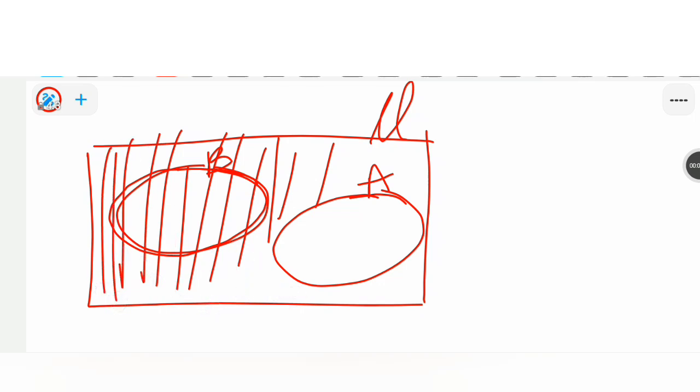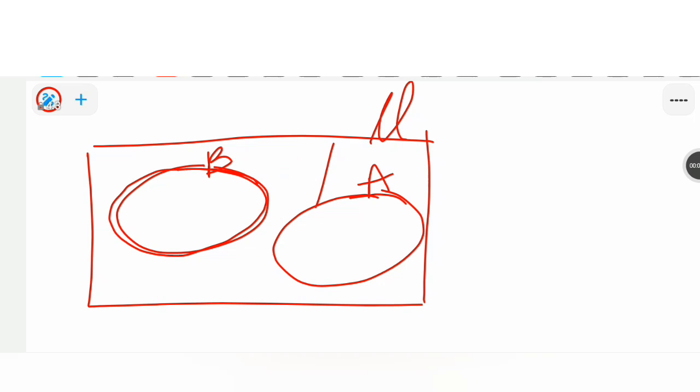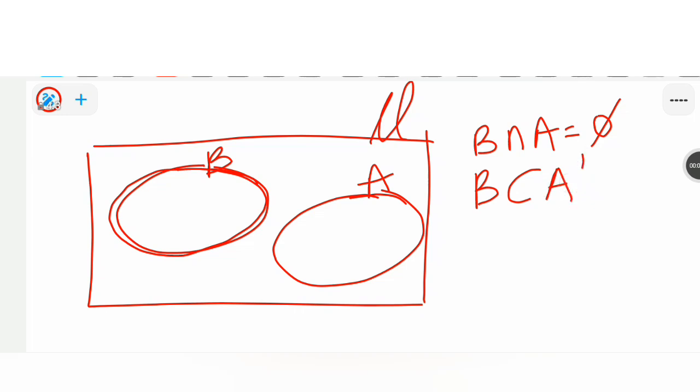Now you can actually get some small relations from here. You can see that A and B are not joined together. They have no intersection, so you can say B intersection A is equal to the empty set. Nothing is common. They are disjoint. Then you can also say B is a subset of A prime. I will explain. That means B is the child of A prime.